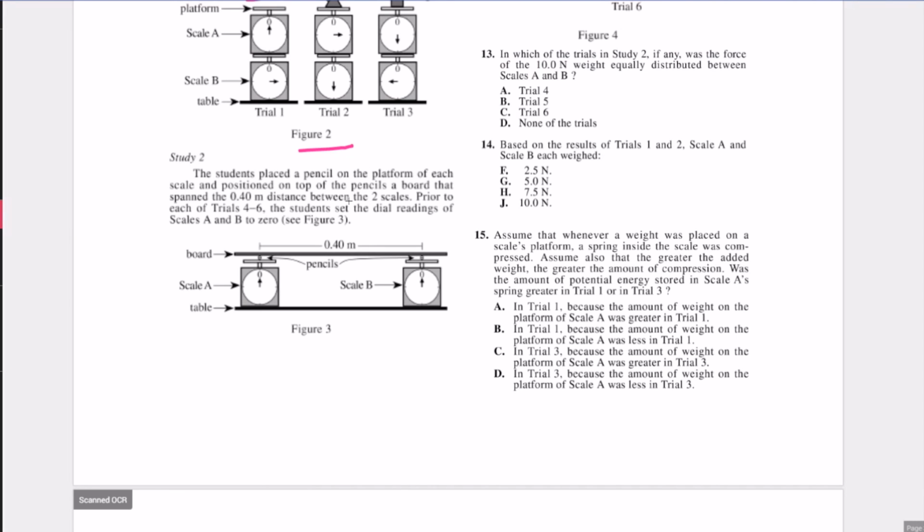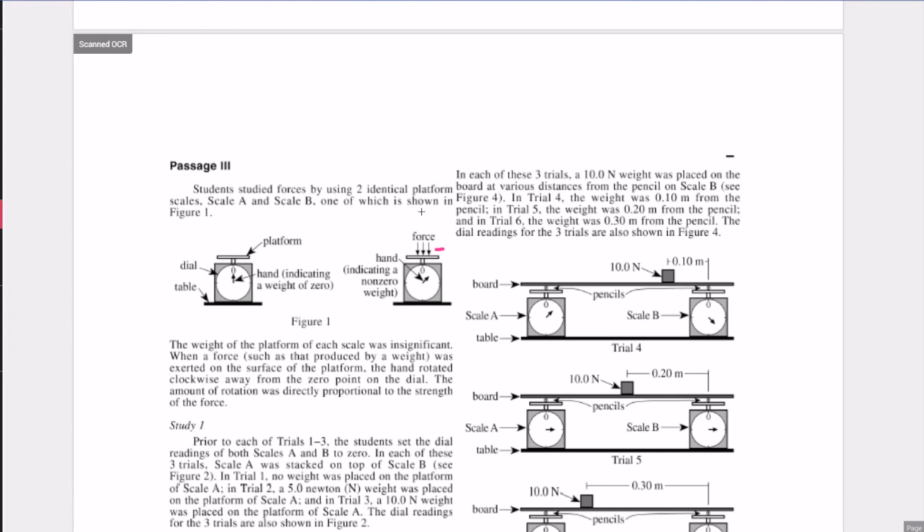Study 2 says the students placed a pencil on the platform of each scale and positioned on the top of the pencils a board that spanned the 0.40 meter distance between the 2 scales. Prior to each of the trials 4 through 6, the students set the dial readings of scales A and B to 0. So we see they're both at 0, they're 0.40 meters apart, and there are pencils holding them up. The reason we have to set it to 0 is so that we can actually consider the weights of the blocks and not just the weights of the board and pencils, because that's a significant amount of weight to toss on there.